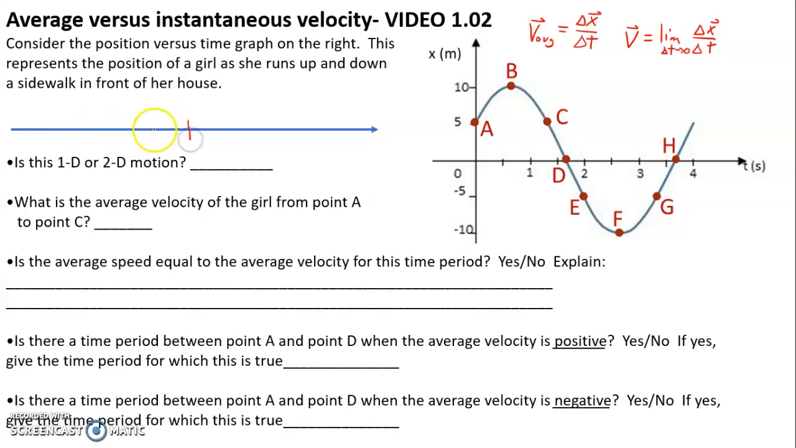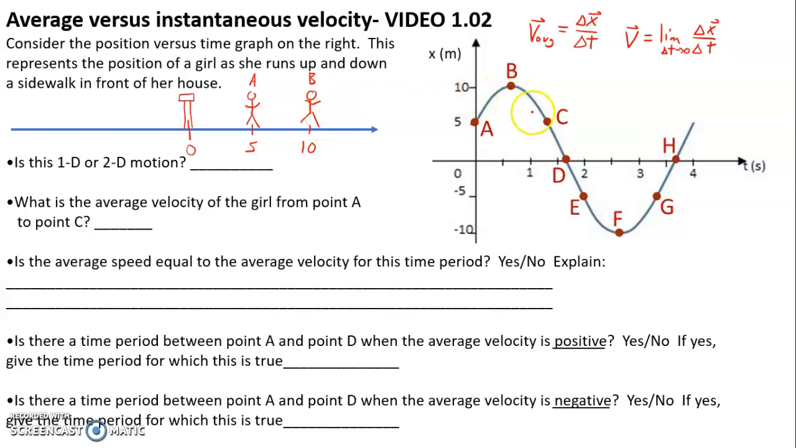So the blue line represents the sidewalk in front of her house, and we'll call this 0. And then we'll say that this is where her mailbox is. Okay, so there's where her mailbox is, but she doesn't start at 0. She starts off at point A, standing about 5 meters away. She proceeds to move until she's about 10 meters away, maybe a little bit more. We'll just call it 10 meters. And that's at point B.